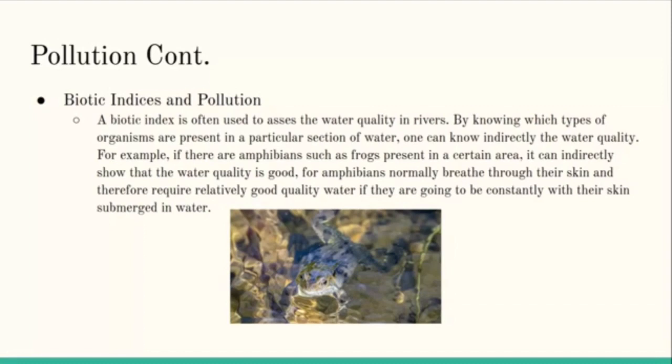To see if there is pollution present, one can look at animals like frogs, which are amphibians and they breathe through their skin. And the frogs and other amphibians like these require the water quality to be good and for there to be really, really low amounts of pollution, because since they breathe through their skin and they're constantly in water, they're constantly in touch with these pollutants if they were to be in there. So this is how one can see biotic index and pollution.